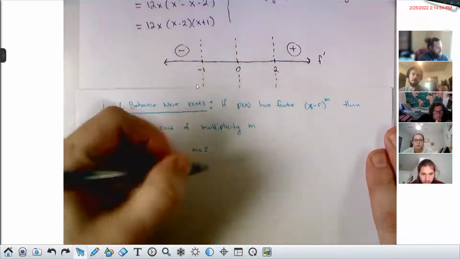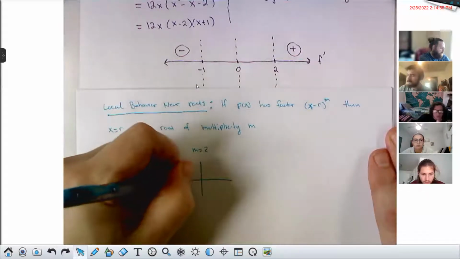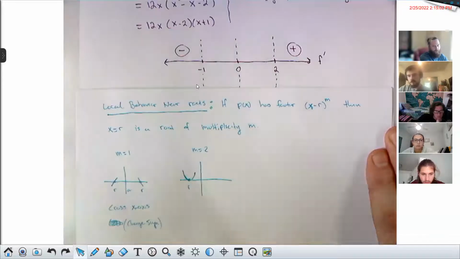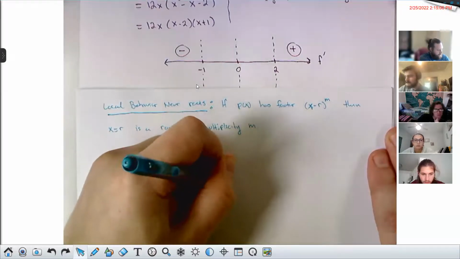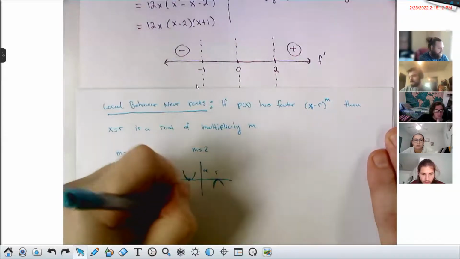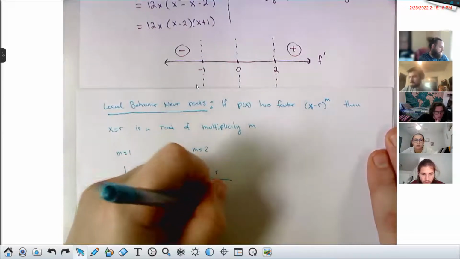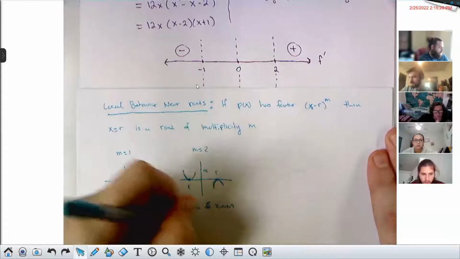If m is 2, then you're either going to look something like this near that root, or like this. You're going to look parabolic, and you're going to bounce off the x-axis. And here there's no sign change.